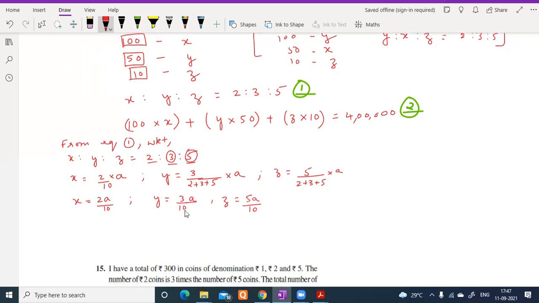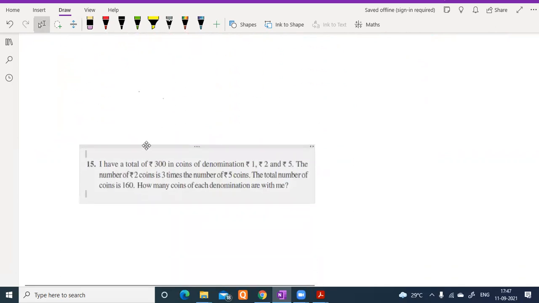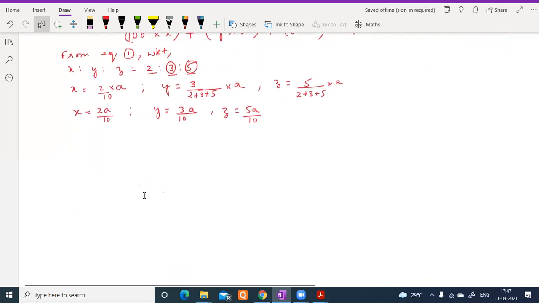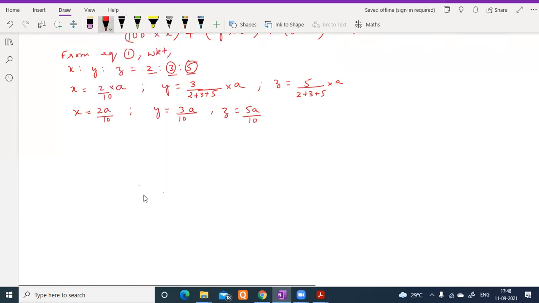Okay. Give me a second. I will move this a little down. Okay. So we know that x is 2 by 10 of a. Y is 3 by 10 of a. Z is 5 by 10 of a. So now you might have a doubt, what is this variable a? Okay. I can give a short explanation for this.